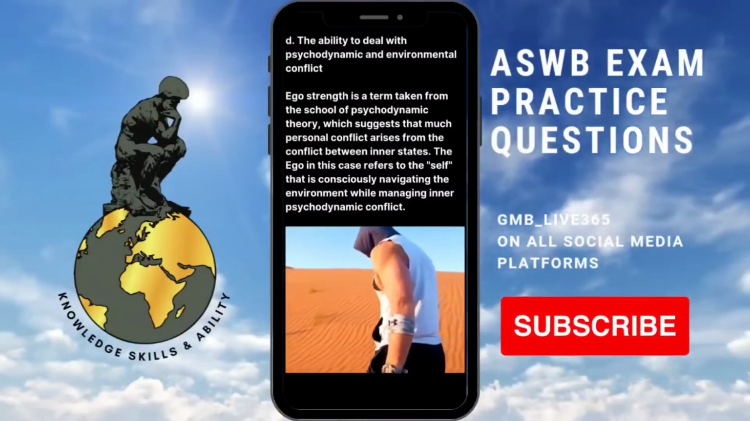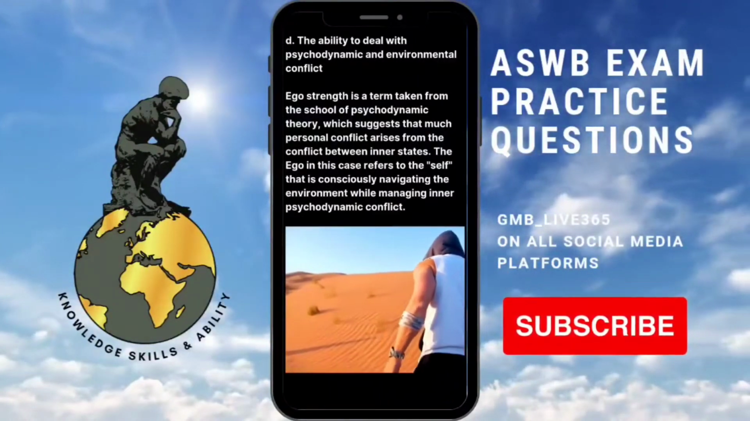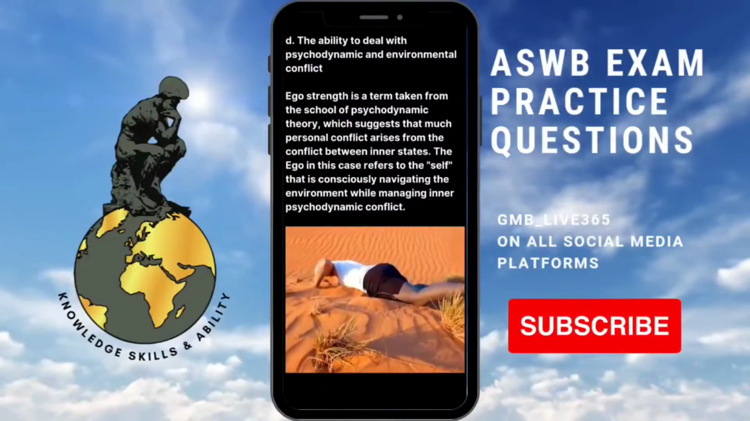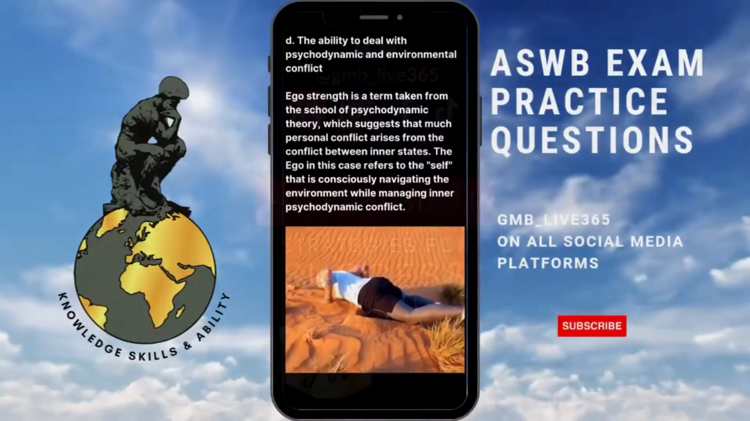Ego strength does not refer to identity in conflict per se, nor does it mainly deal with self-esteem. It refers to more than interactive ability.